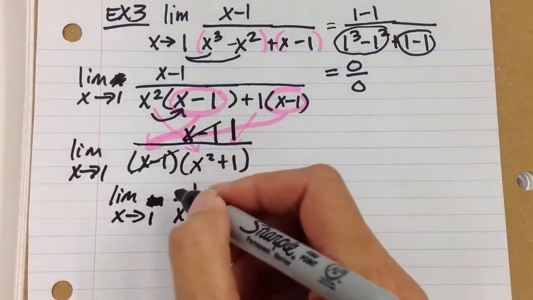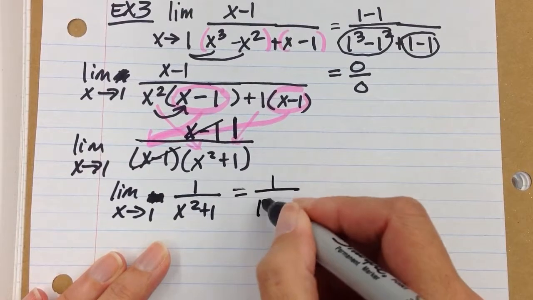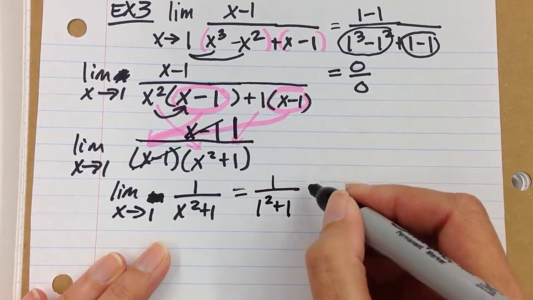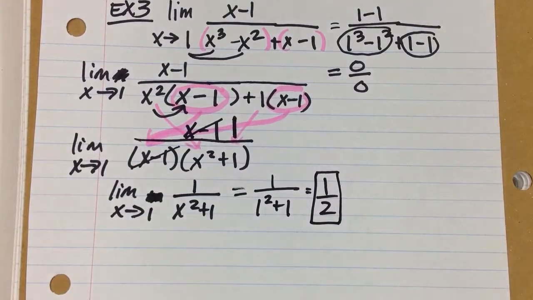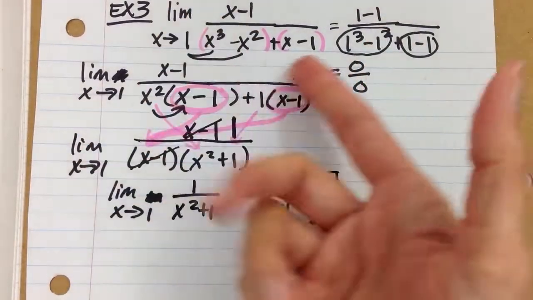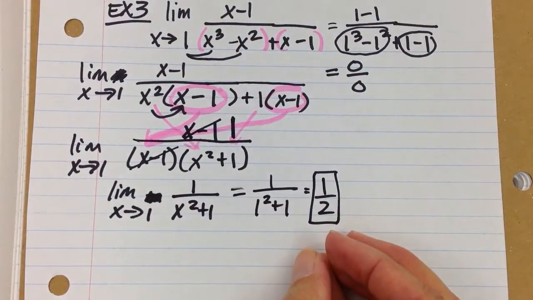Now, since we canceled out one of the factors, we can plug in our 1 into the function. We get 1 over 1 squared plus 1, which is 1 over 2. So, the limit is 1/2. Okay? We didn't get that when we first plugged it in. We got 0 over 0, but once you factor something out, you can get an answer.